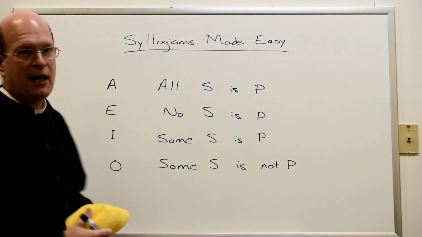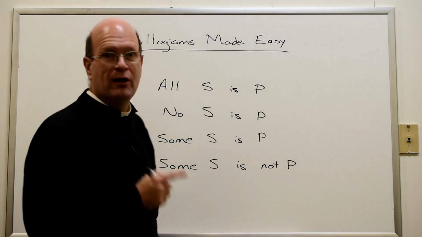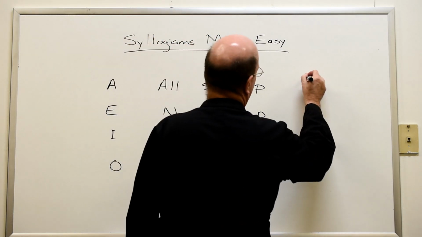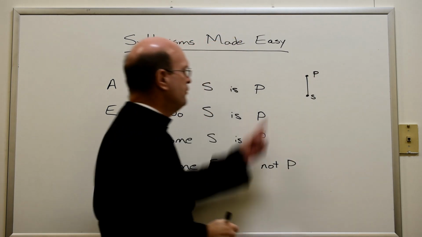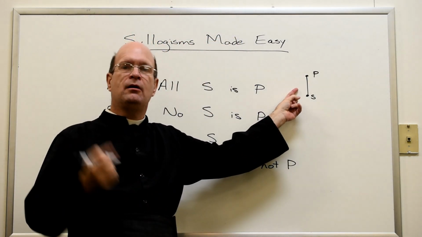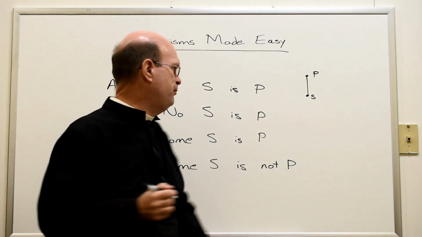So what are the diagrams that we're going to use for these statements? Well, for all S is P, we'll just do this. We'll have S here and we'll put P up here. So when we see a diagram like that, we interpret this diagram as saying all S is P.